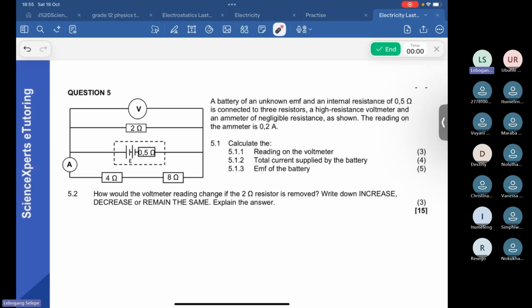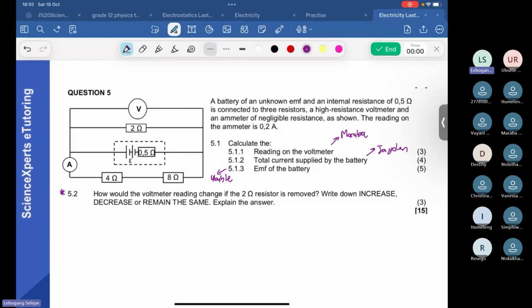Okay, Ubuhle would do question 5.1.3. Ubuhle would do this one. Then Jaden would do this one. Then I don't know who else is in the meeting. Who wants to do the first one? Marava, can you do this one? Then who wants to do 5.2? Destiny, can you do this one?